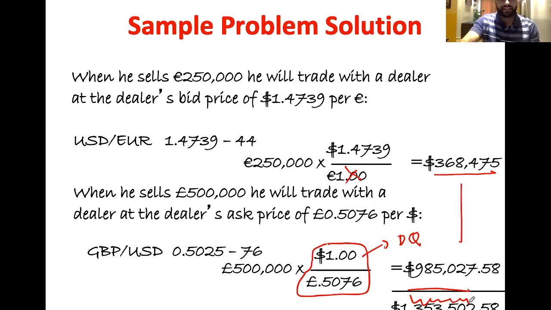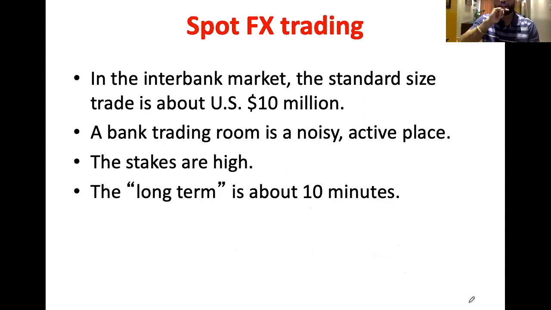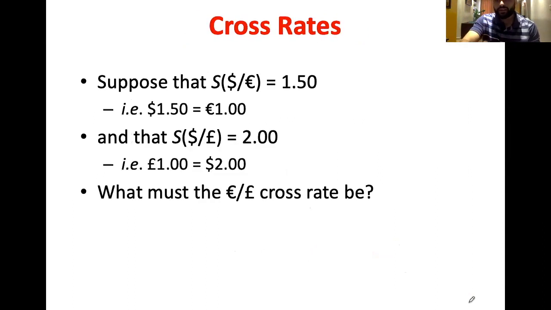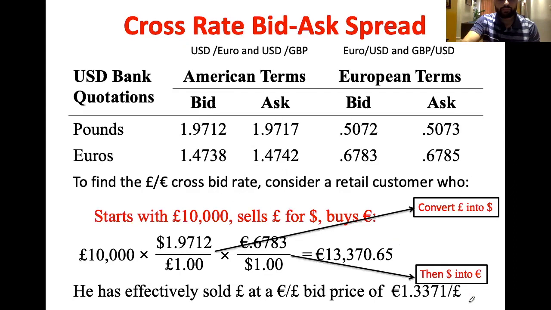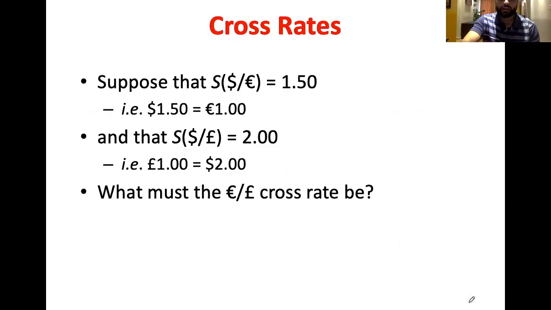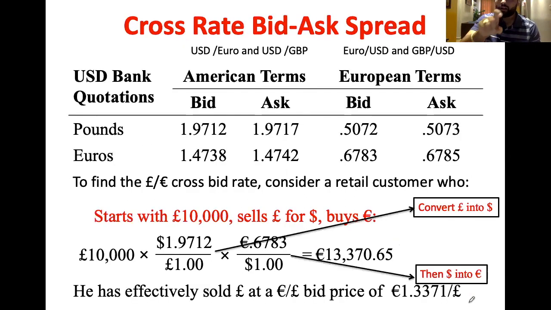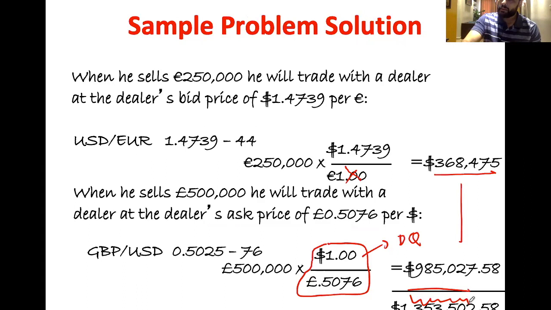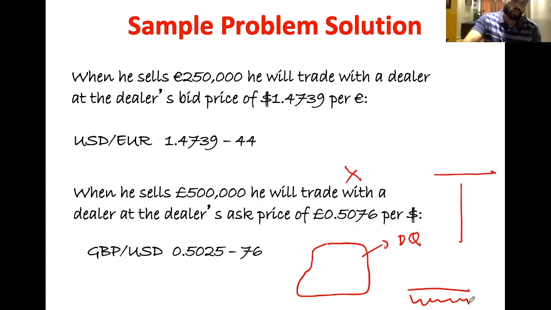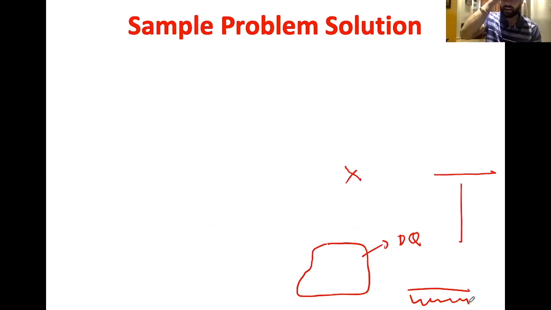Next class, we will start with cross rate. But make sure, cross rate is going to be more complicated using bid and ask spread. So make sure you really understand bid and ask spread. Read it again at home and in your textbooks. If you have some questions and want to practice, you can practice them.